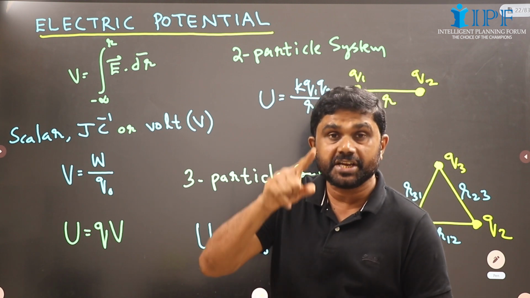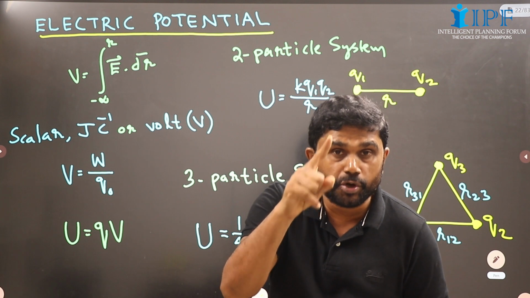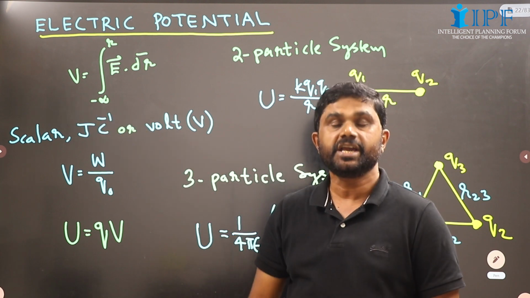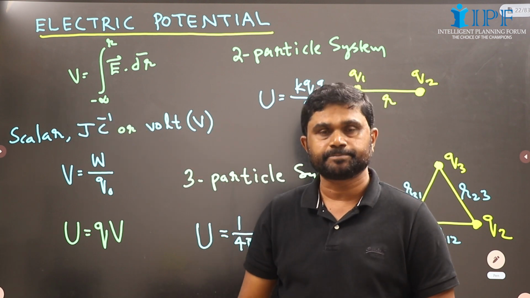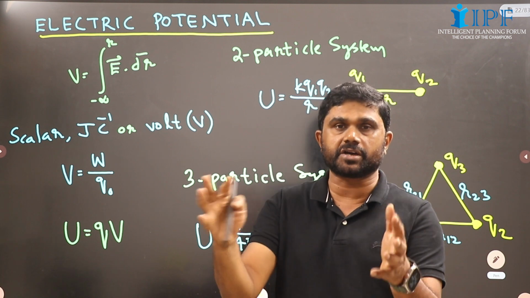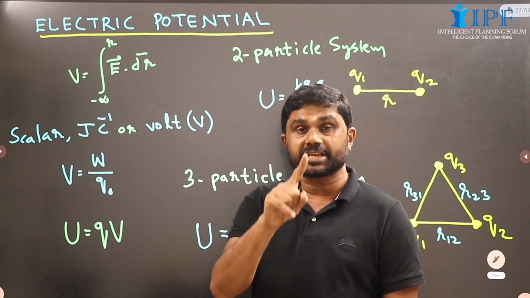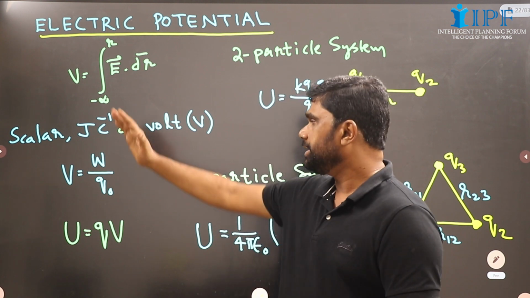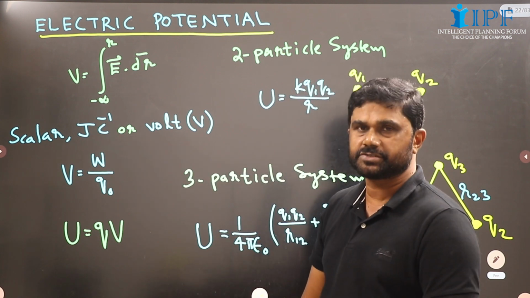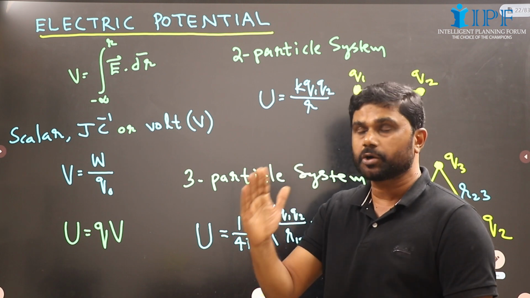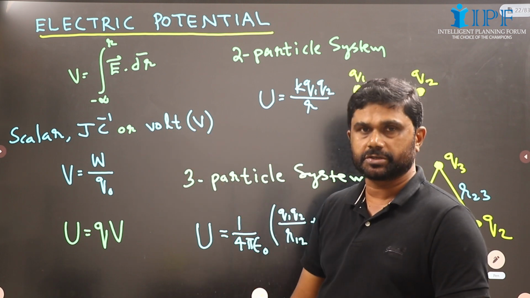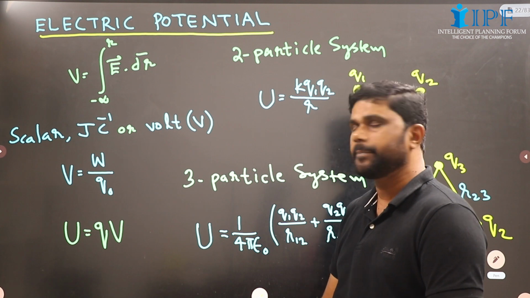By definition, it is the work done per unit positive test charge in bringing it from infinity up to the point. So anyway, it is a work done, so it must be a scalar. So electric potential at any point is a scalar. It is measured in joule coulomb raised to minus 1, or 1 joule per coulomb is equal to 1 volt, and it is represented by capital V.